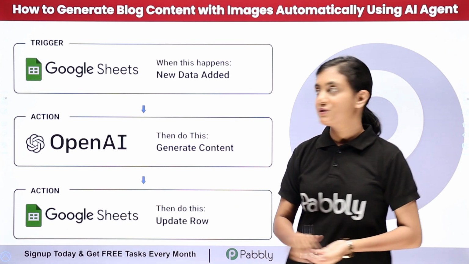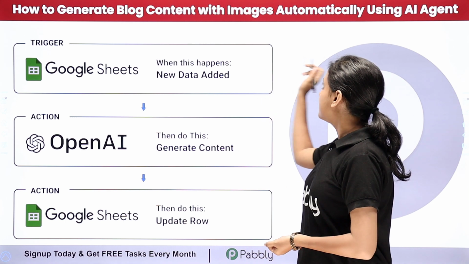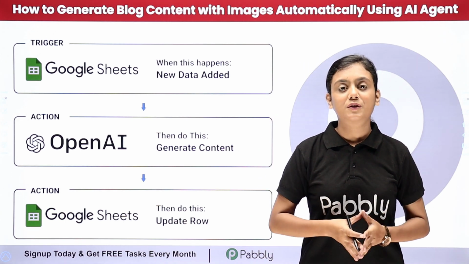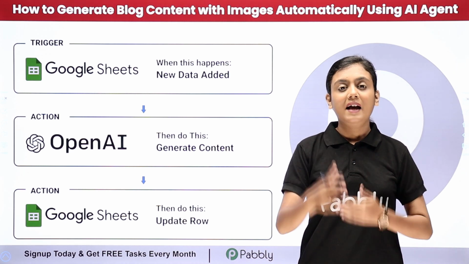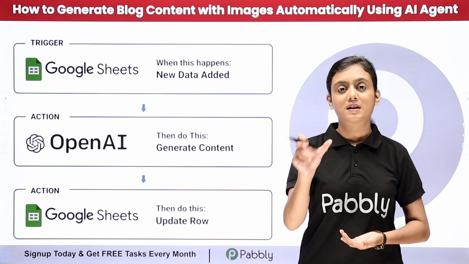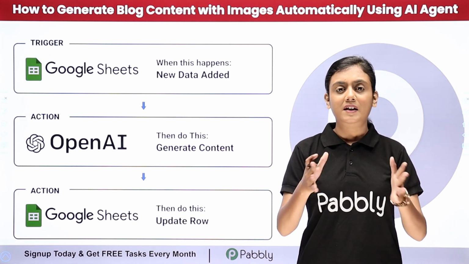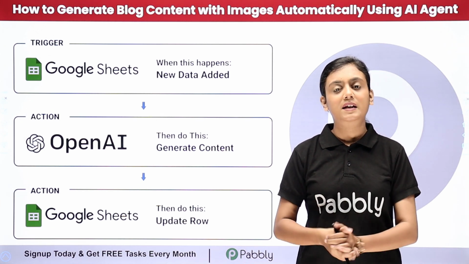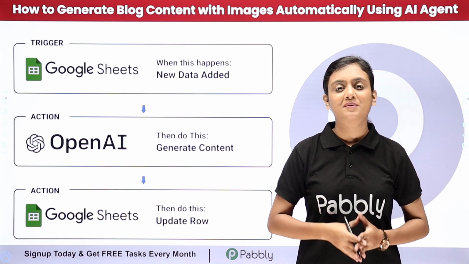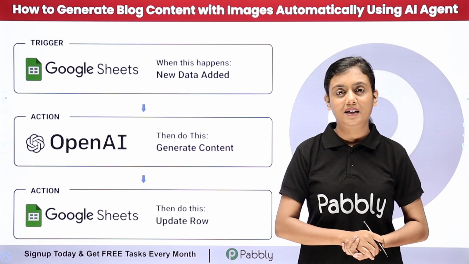In this video, we're going to learn how to generate blog content with images automatically using an AI agent. So I am an owner of a digital marketing agency and I want to create more customer engagement in my business by posting blog content. Now, generating the content with the image manually is very time consuming and hectic. So to solve this problem, I have created an AI agent using Pabbly Connect.